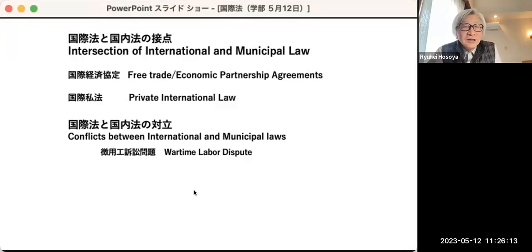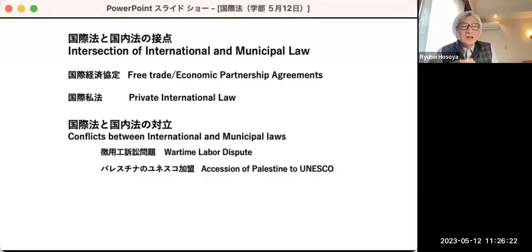Republic of Korea, you may wish to look it up afterwards. It's a case, again, where there's a conflict between the two systems of law. Another is the accession of Palestine to UNESCO. I raise this because I was involved in this myself. This involves the United States. What happened, I think, about 10 years ago in UNESCO is Palestine was accepted as a member country to UNESCO.